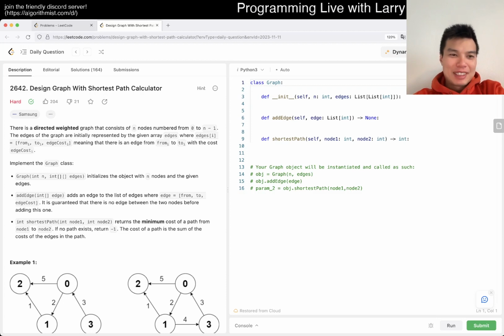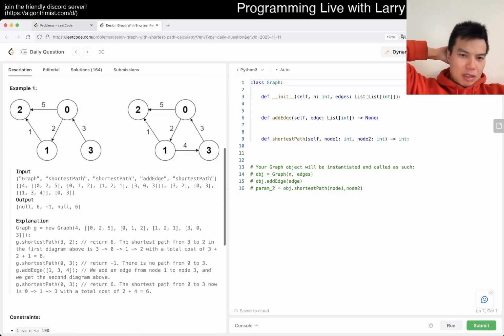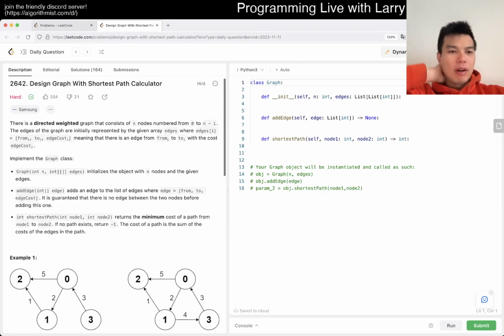But it's design graph, the shortest graph calculator. It's a directed graph, 0 to n minus 1, add edge. The shortest path, the minimum cost of a path from node 1 to node 2. Okay, so basically, it's almost like an interactive shortest path, right?